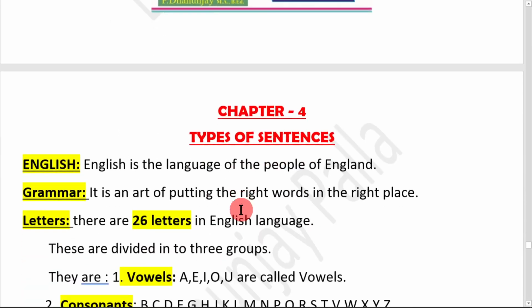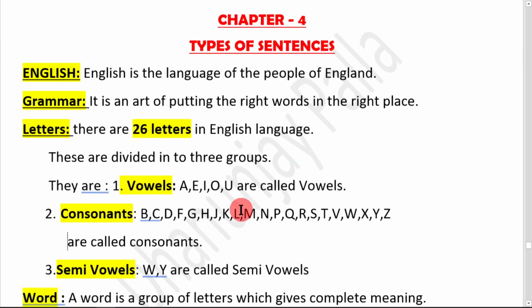Today I'm going to explain in this video types of sentences. It is a very important chapter in English grammar. It is basic English grammar. If you learn about the types of sentences, how to create a sentence and how to use a sentence in spoken English language, you can get more knowledge in the English language.